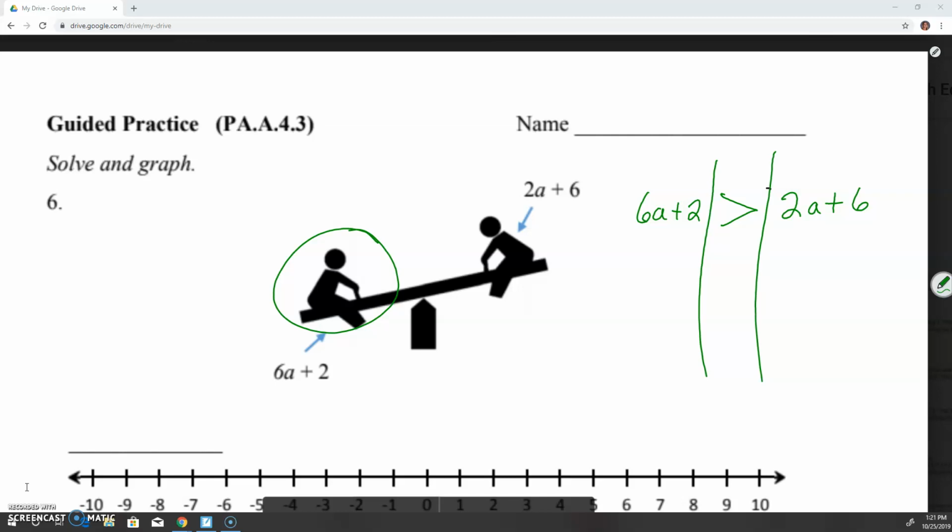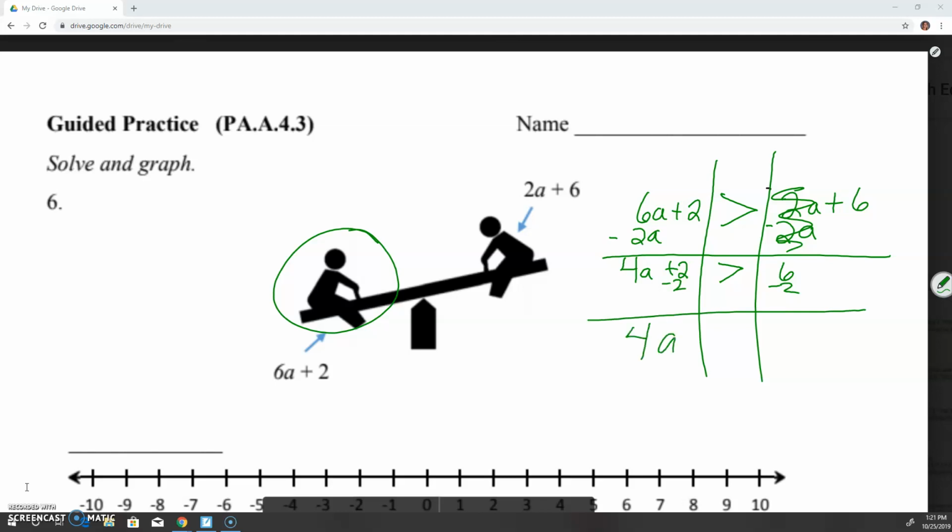How do I move 2a to the left? Subtract 2a. Remember, I don't divide, it would break them apart. 6a minus 2a is 4a, and then you're left with a positive 2. You have your sign, and you have a 6 on the right. I need to get that positive 2 over to the left, so I subtract 2. That leaves you with 4a, your sign, and 6 minus 2 is 4.